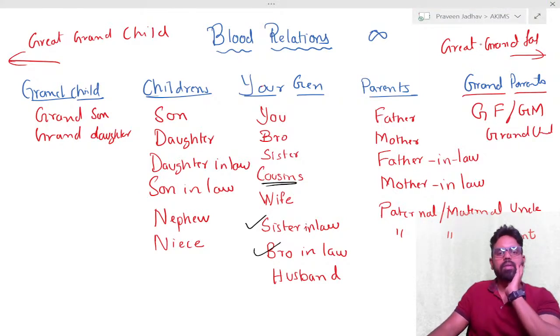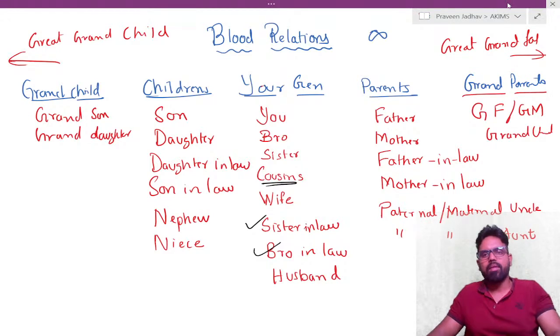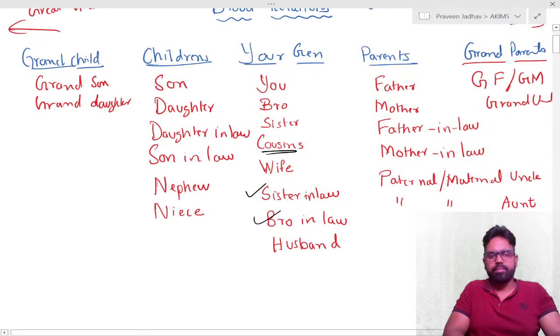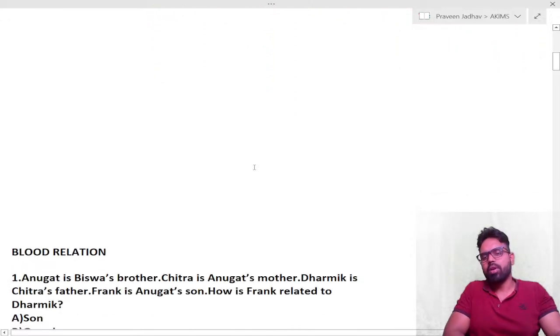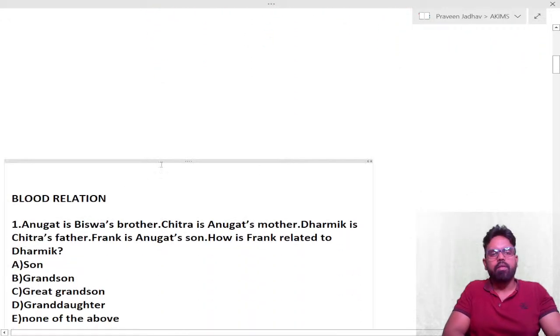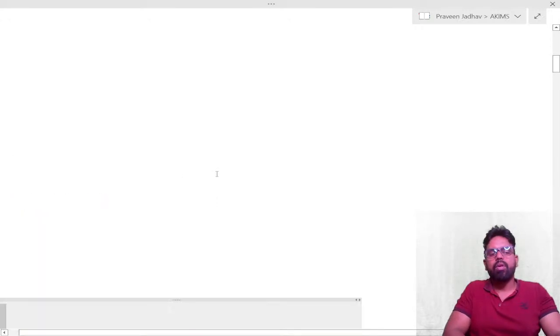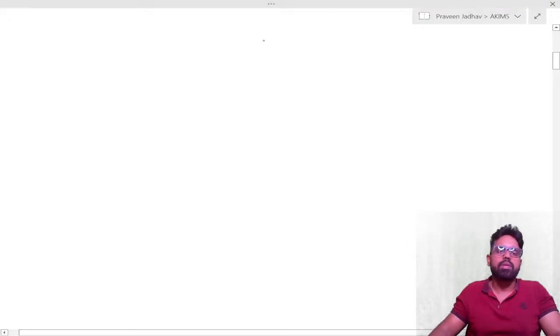Can I move ahead with this now? No. If you listen to me carefully, you have almost understood all the relationships here. Now what I'll be trying to do is teach you the method that you are going to use to solve this question. What is that method?